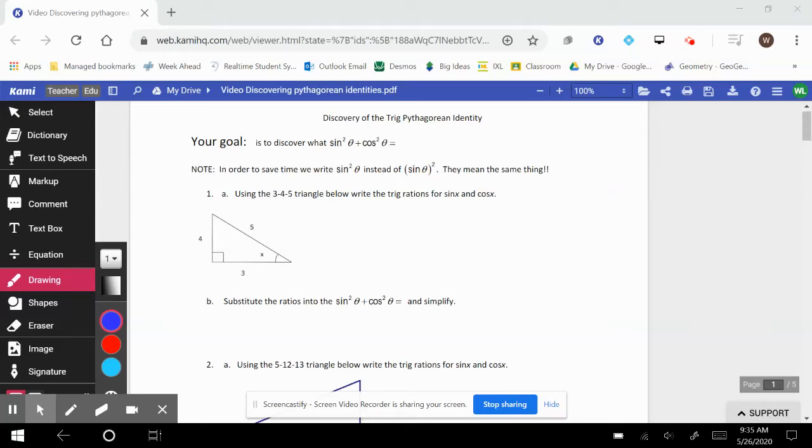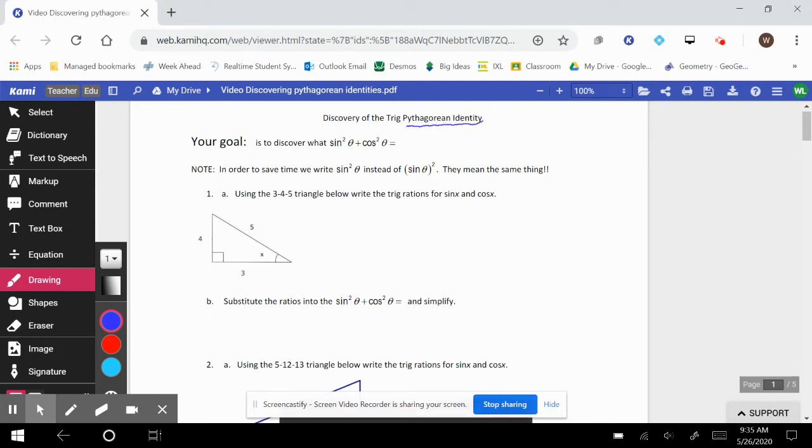Good morning, guys. So last class we started trig identities and we started with a review of some identities we already knew, which were the reciprocal identities and the quotient identities. So tangent and cotangent being sine over cos and cos over sine. So today we're starting some new identities which are called Pythagorean identities.